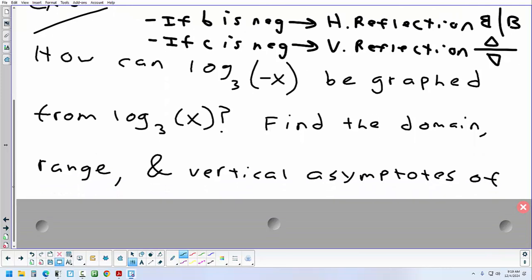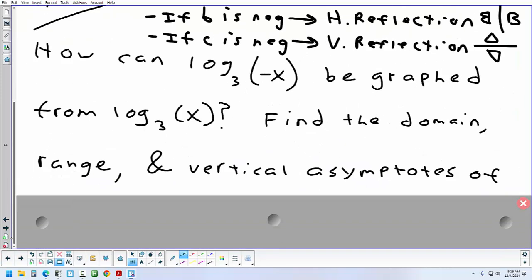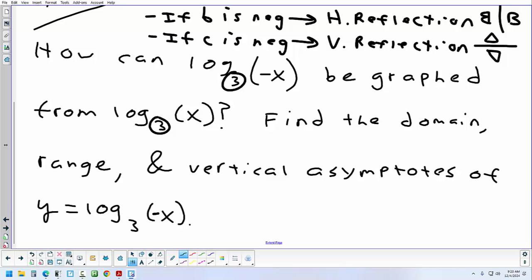All right, so let's look at this one. First thing is whenever you're comparing two logarithms, they need to have the same base. If they don't have the same base, then you're not going to be able to compare them. All right, so how can log base 3 of negative x be graphed from log base 3 of x? I'm asking, what do you need to do to the original to turn it into that? Once we do that, we'll find the domain, the range, asymptotes, all that stuff.